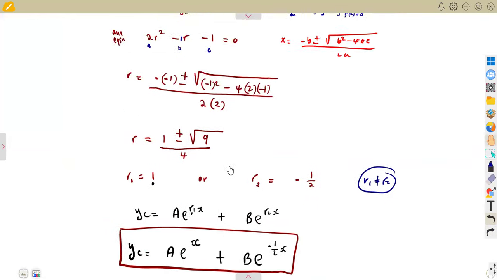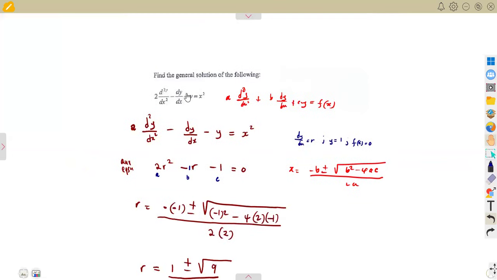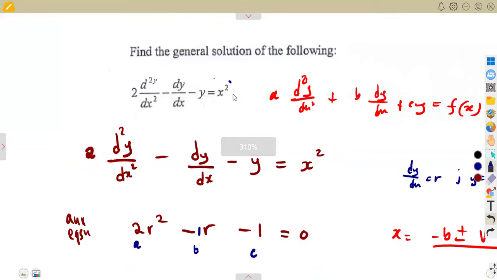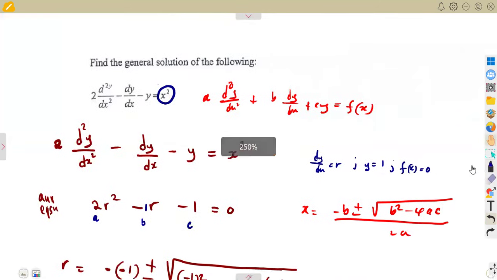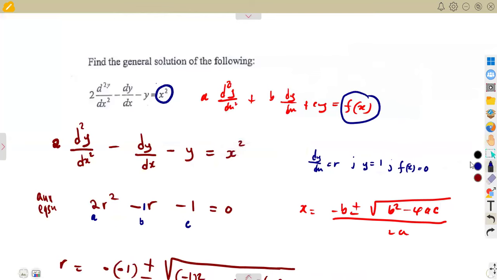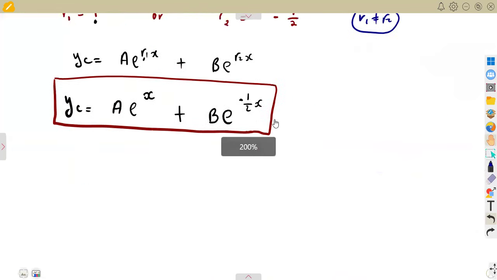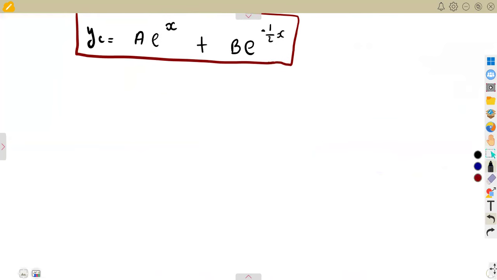This is what we have from the original function. This whole part is equal to x squared, and that x squared is our f of x. All right, we need the particular integral. And we saw that our f of x is equal to x squared. The f of x from the original function is given as x squared.